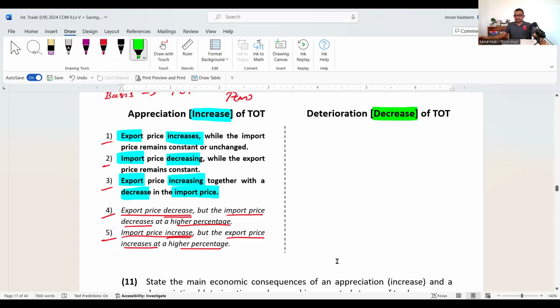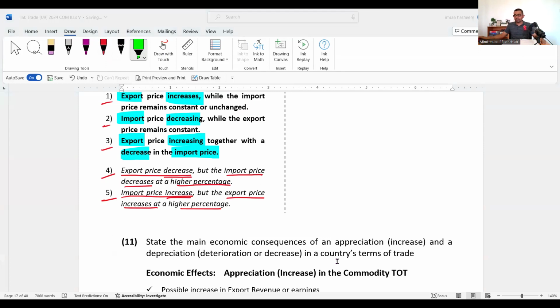Yes or no? Quickly, I need an answer from all of you. Can you write them on your own? I am 100% sure you can write them on your own. Just quickly check 4 and 5. Can you write for deterioration? No, don't write. I'm asking. Can you? Yes or no?